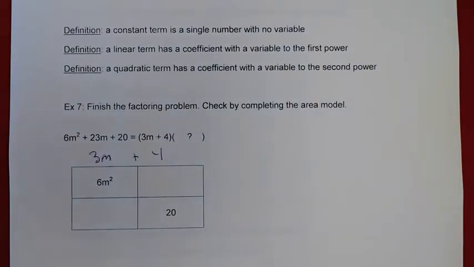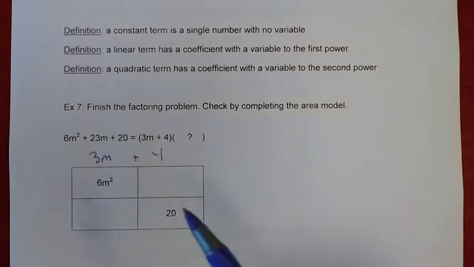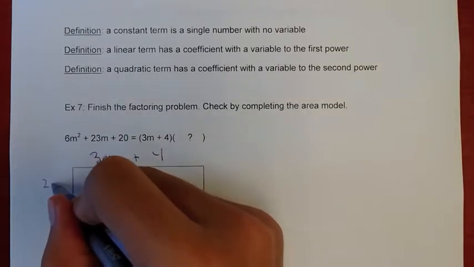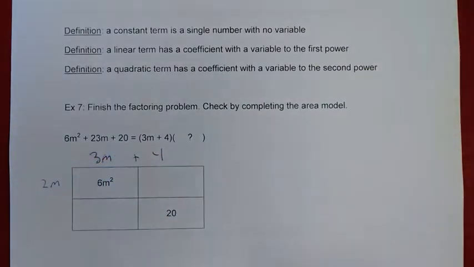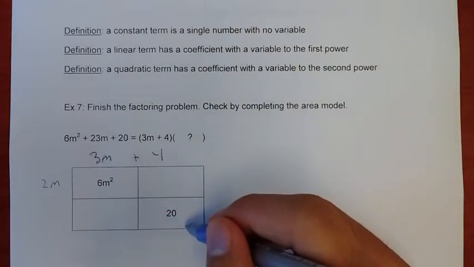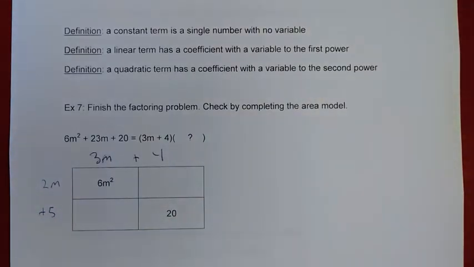In order to fill in these boxes, we have to first think, 3m times what gives us 6m squared? We know that 3 times 2 is 6, and m times m is m squared. So I'm relatively confident writing 2m here on this side. And then for the other part of this puzzle, 4 times what is 20? We know that 4 times 5 is 20.